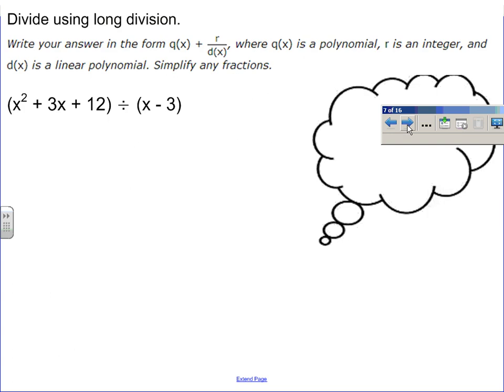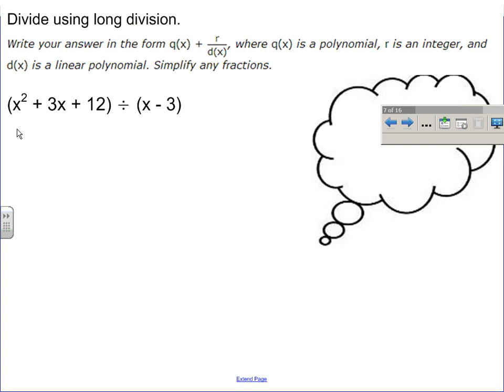So let's say that our first example is to divide using long division, and we want to write our answer in the form q of x plus r over d of x, where q of x is a polynomial, r is an integer, and d of x is a linear polynomial. And we want to simplify any fractions. So step 1, we need to see if we are in need of any zero placeholders. So this goes from x squared to x and then to the constant term. So it doesn't skip anything, so there's no need for zero placeholders.